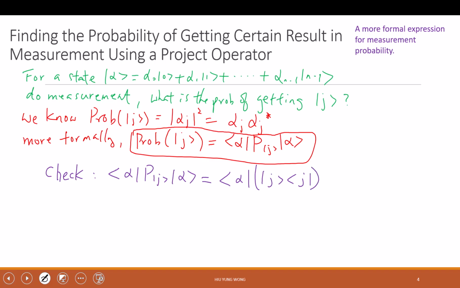Right, this is bracket, alpha. Very confusing, I know, but if you understand, you should not get confused, right? So this is equal to alpha J, J alpha, right? But do you remember the rule? What is the relationship between alpha J and J alpha? They are complex conjugate of each other.